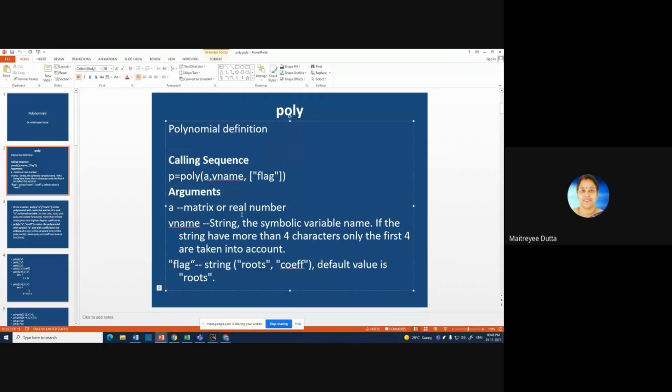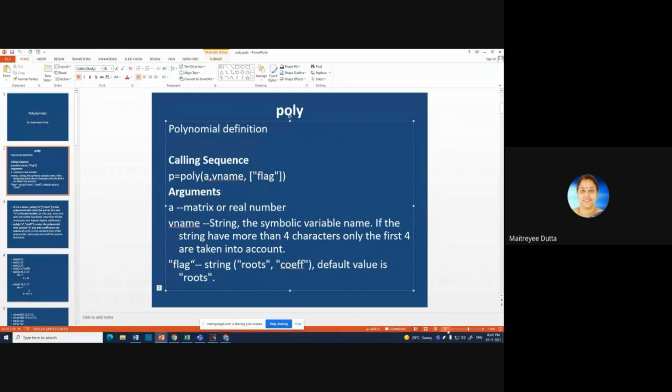Okay, next we will start polynomial. So to create any polynomial, we have to give the command poly, P-O-L-Y, right? And we can write the coefficients or the roots here in A. A is a matrix which can contain the coefficients or the roots of a polynomial, as well as the variable name, and then there is your flag.